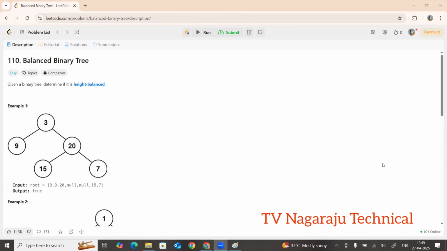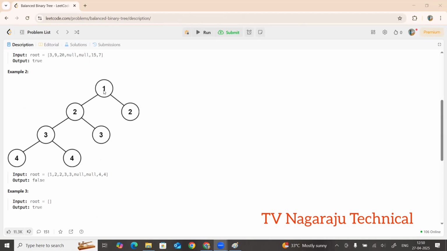How are they given the input? Observe, they give the input like this. First 3 followed by its left and right. Now the left and right of element 9. For 9 there is no left and right, so it is filled with null. For 20, left is 15, right is 7.